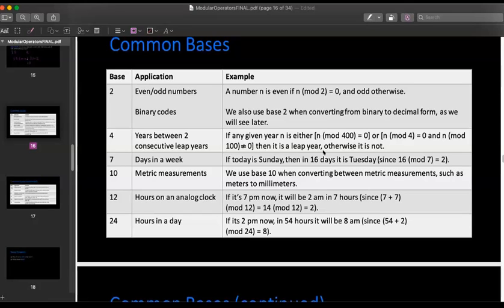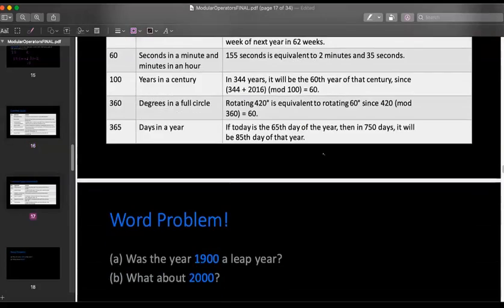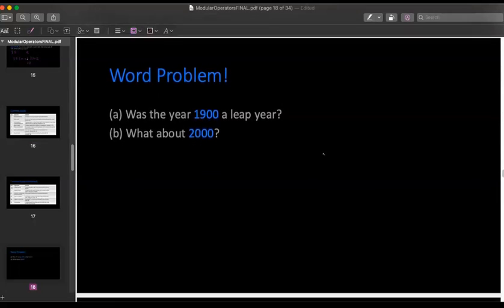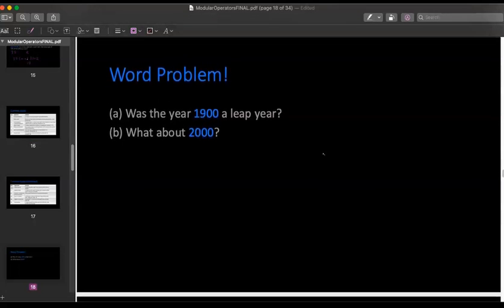And so this is a pretty cool way of being able to calculate if any year is a leap year, just using modular operators and modular arithmetic. So let's go ahead and do our word problem that's going to use that. Was the year 1900 a leap year? Let's see, I'm seeing answers in the chat. Okay. Oh, we got some debate here now. Anyone want to answer over the mic?